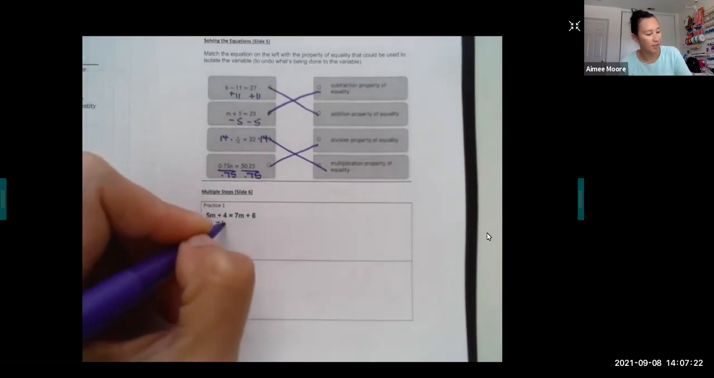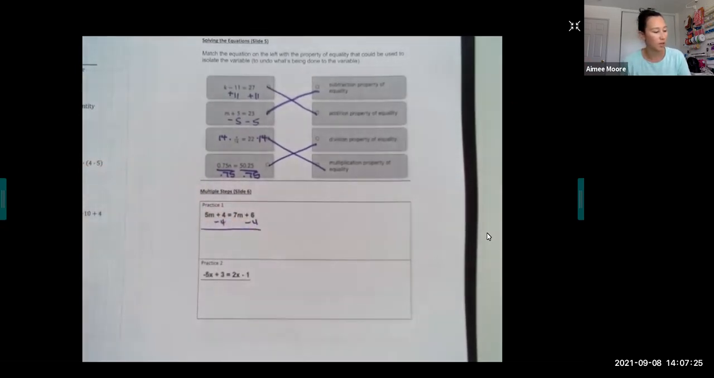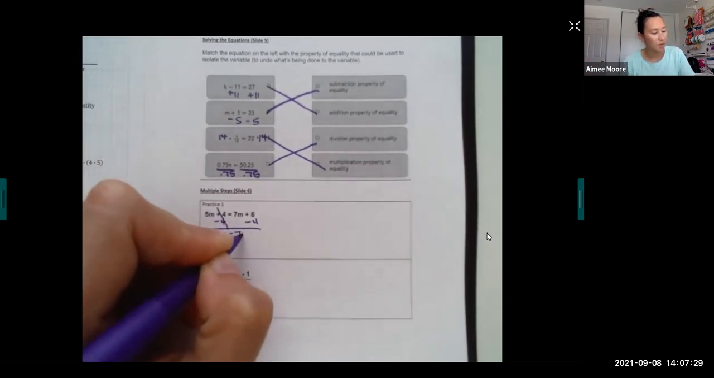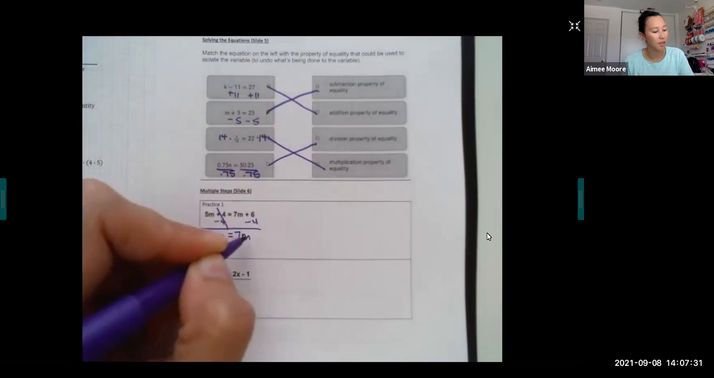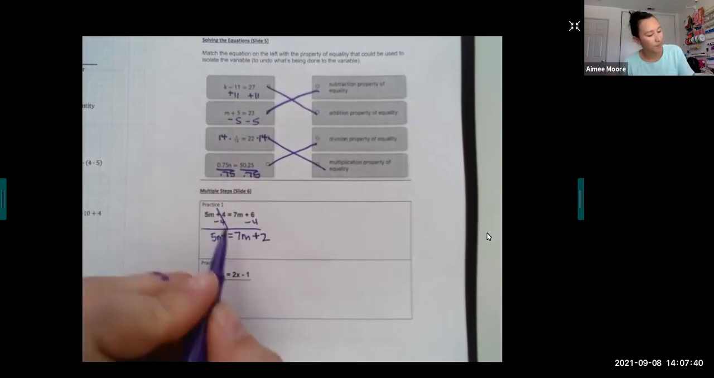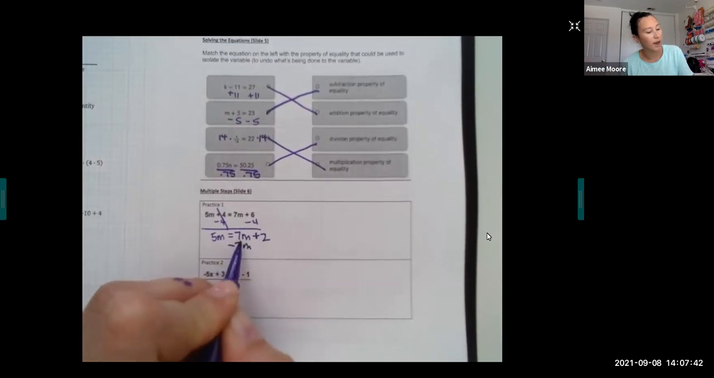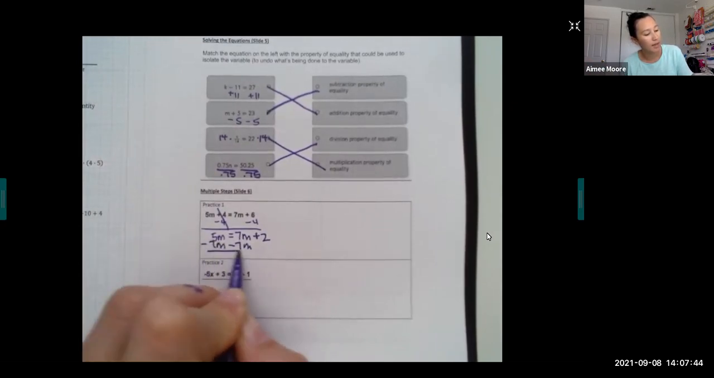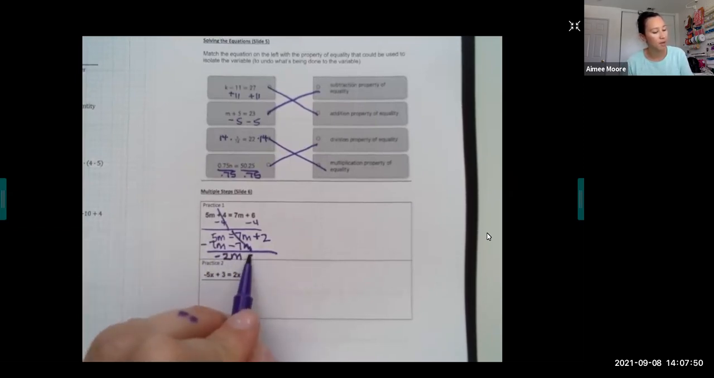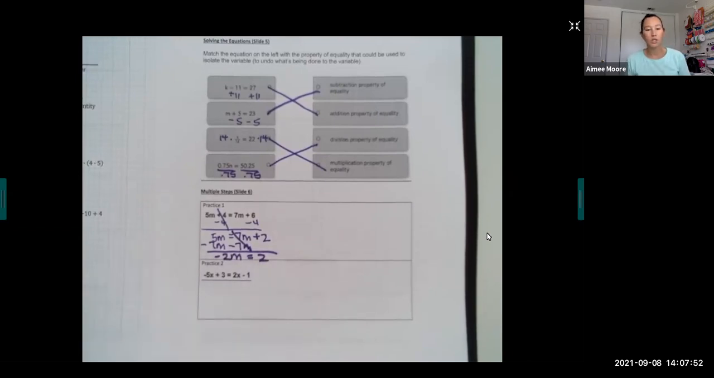Yes, we can definitely start by subtracting 4 from both sides, John. So then we have 5m equals 7m, and 6 minus 4 is positive 2. And now we need to get all the m's together. So we would want to subtract m from both sides. So then we have 5m minus 7m, which is negative 2m, equals 2.